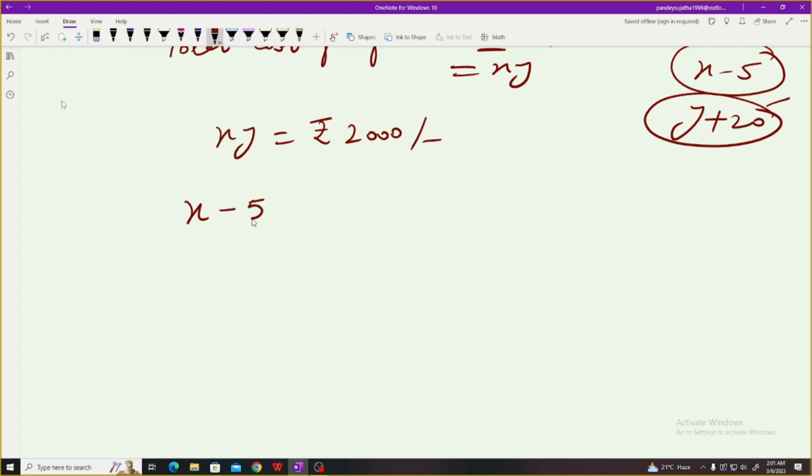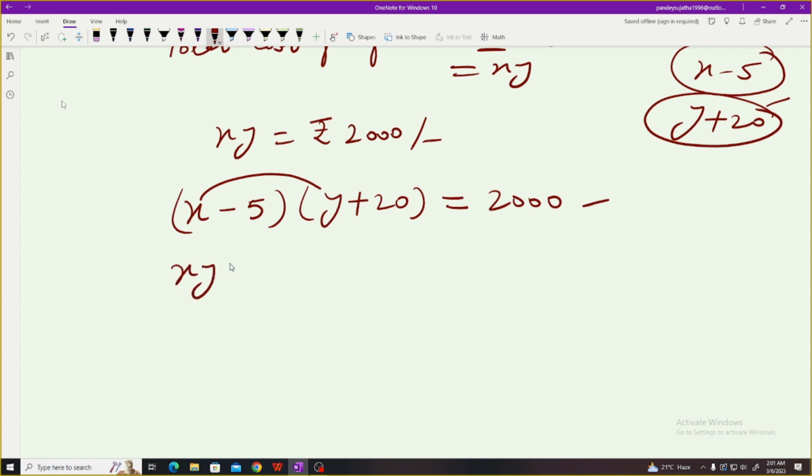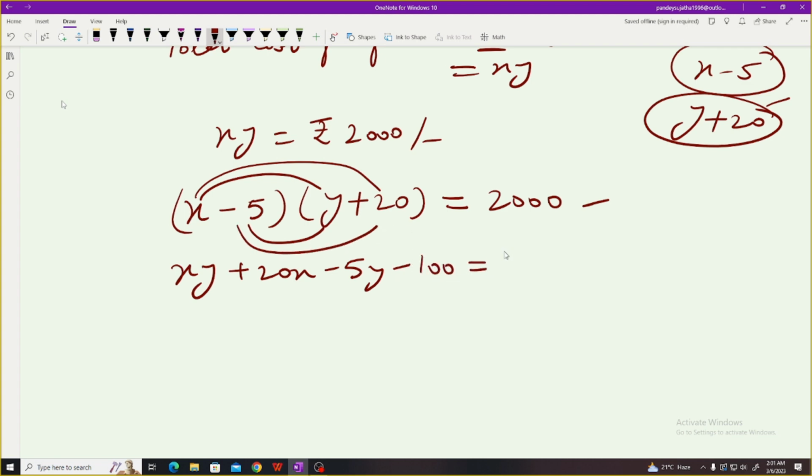Now the number of students who have gone for the picnic is X minus 5, and the cost of food per child is Y plus 20, and the budget remains the same, that is 2000. So solve and write this equation in standard form. Open the bracket: X into Y is XY, X into 20 is 20X, minus 5 into Y is minus 5Y, minus 5 into 20 is minus 100, which is equal to 2000.